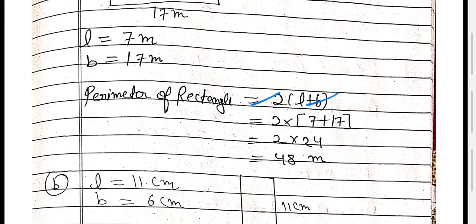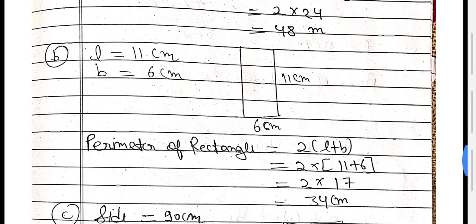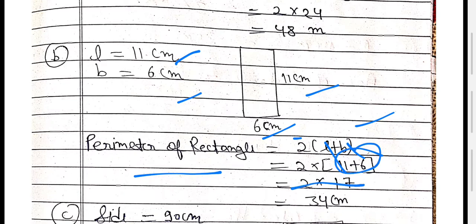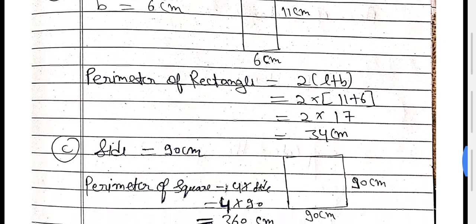So what is the perimeter of rectangle? 2 into (L plus B). Previously you have studied. So just put the value. 17 plus 7 is 24. When you multiply you get 48. So 48 meter is your answer. Now come on B part. 11 and 6 is given. So perimeter of rectangle is 2 into (L plus B). Just put the value, add and then multiply. 17 into 2 you get 34 is your answer.